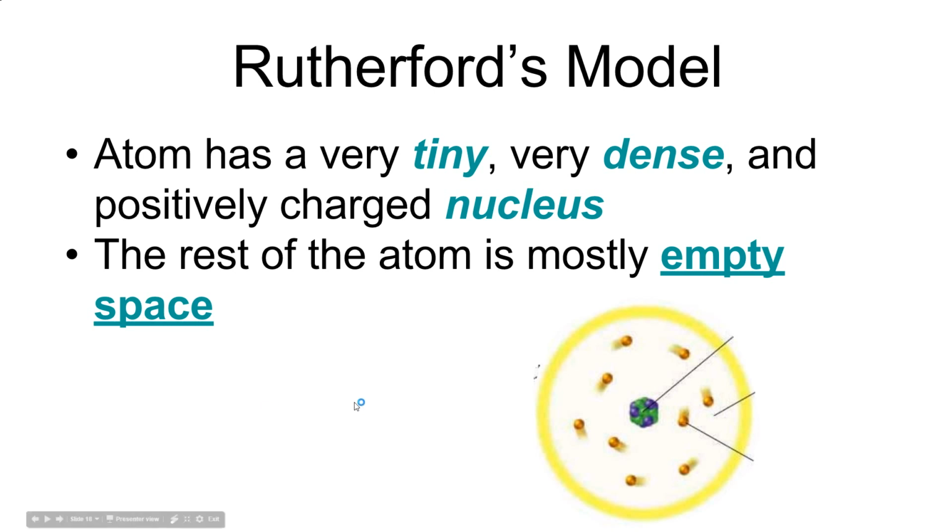So he named this very dense object the nucleus. He said that it's very tiny, it's very dense, and that it's positively charged. He said the rest of the atom is made of empty space, and in that empty space is where you have the negative electrons orbiting or going around the very tiny and very dense nucleus.